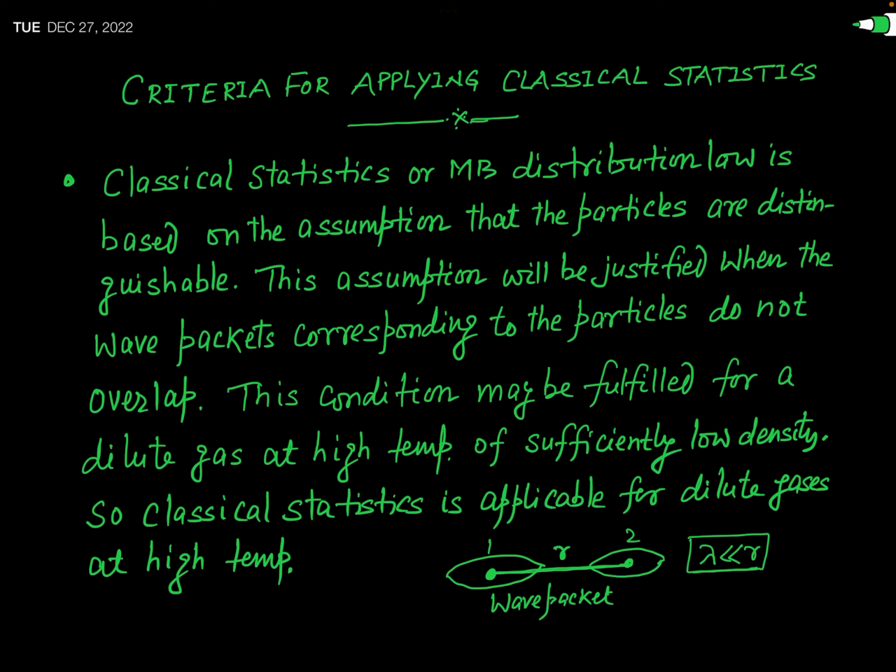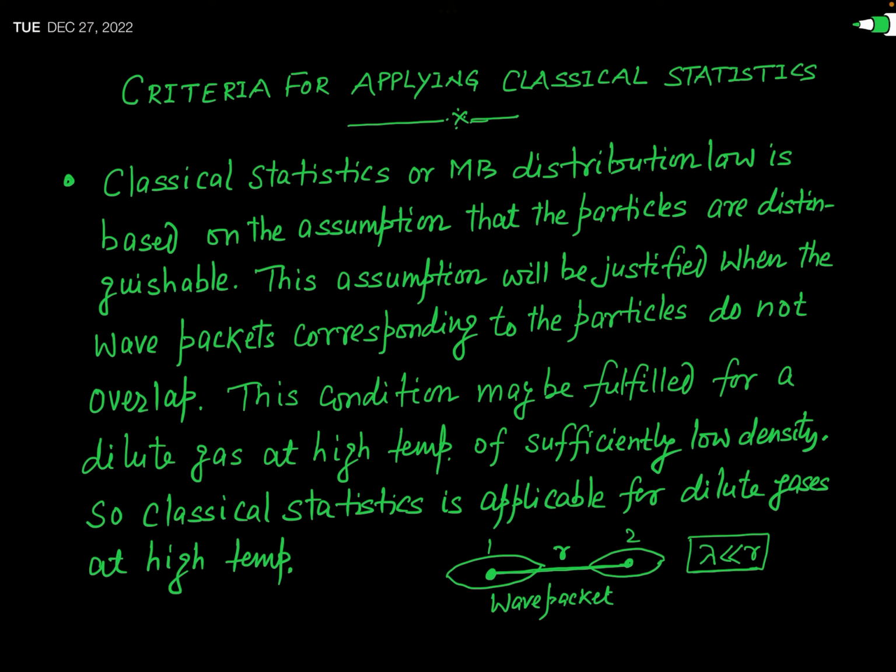So in fact, while dealing with classical statistical mechanics, we can take as a system the dilute gas, particularly at high temperature and of sufficiently low density. So what will be the mathematical condition, or the quantitative idea, about this criterion for applying the classical statistics? We can find it easily by the concept of de Broglie wavelength.